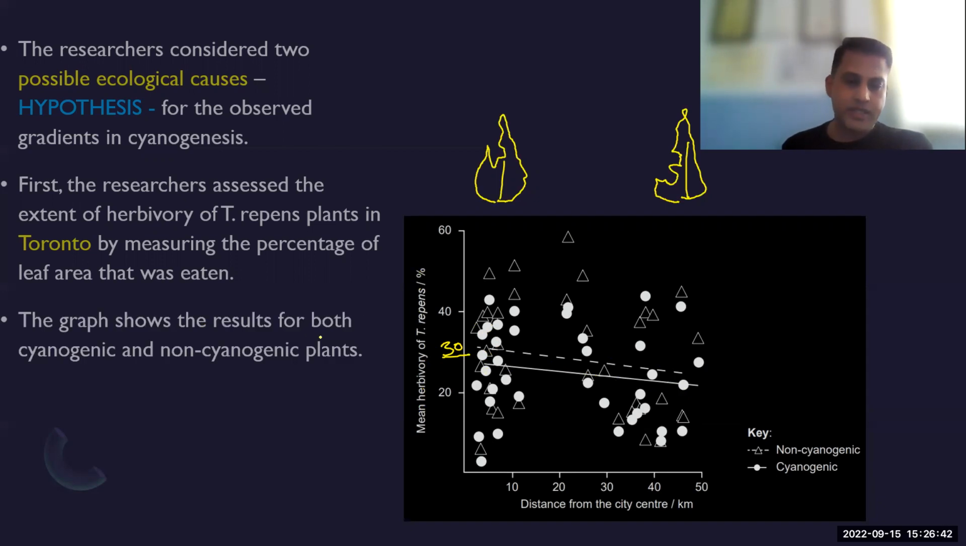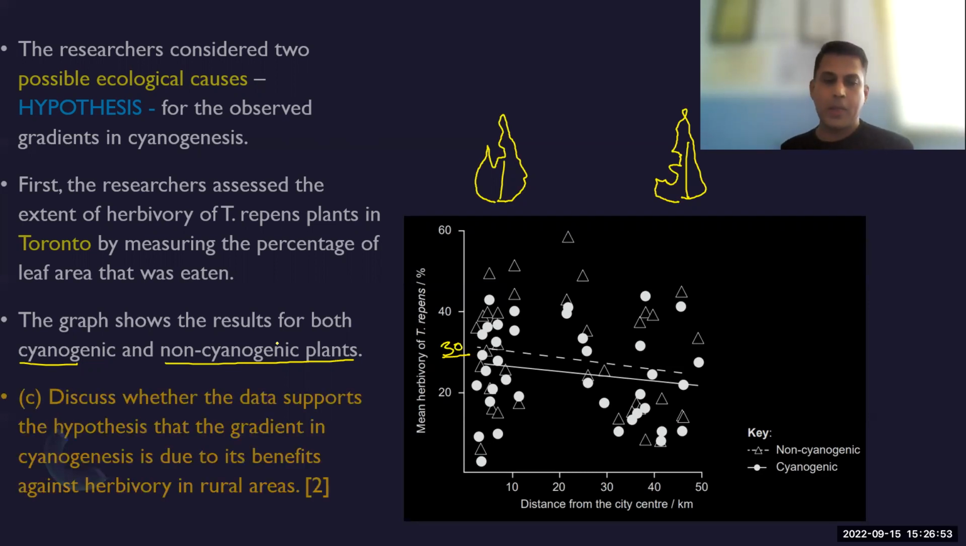The graph shows the result for both the cyanogenic and non-cyanogenic plants. Here they use the cyanogenic plants and non-cyanogenic plants. Discuss whether the data supports the hypothesis that the gradient in cyanogenesis is due to its benefits against herbivory in rural areas. It's like this.